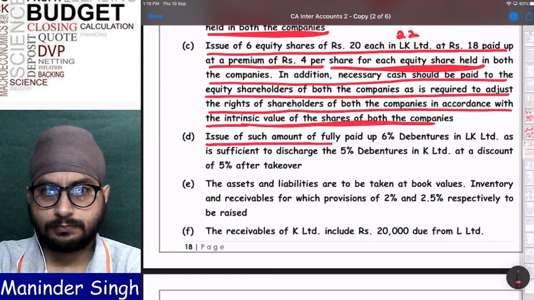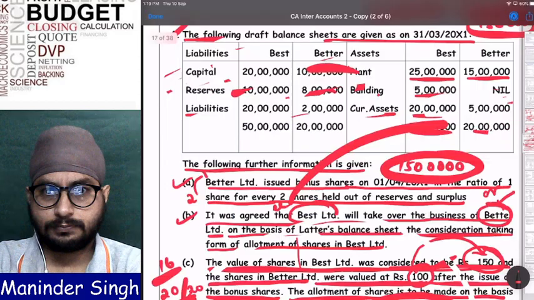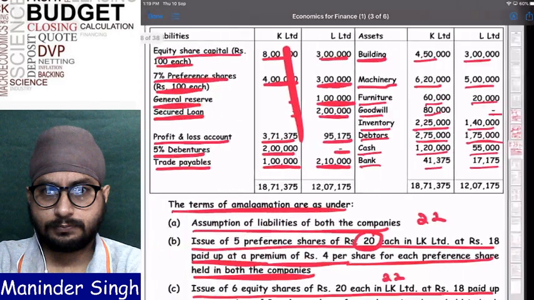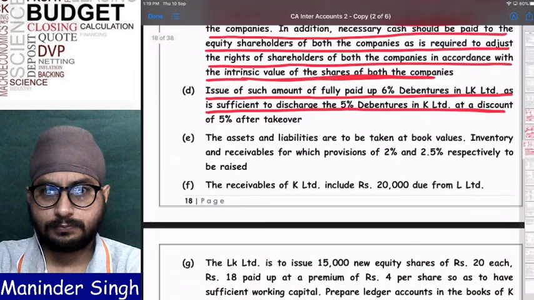Issue of such amount of fully paid up 6% debentures as is sufficient to discharge 5% debentures at a discount of 5% after takeover. So you are having 5% debentures, but I am issuing how much? 6% debentures. And that too I am issuing at premium or discount. I am issuing at a discount of how much? 5%.